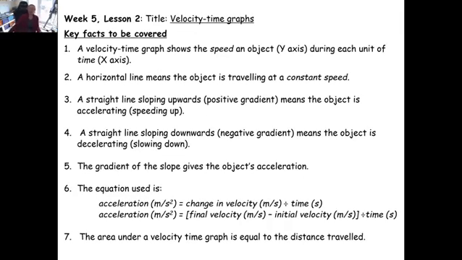Okay, so that ends the lesson Year 10 on velocity time graphs. You can see we've covered what a velocity time graph is. The horizontal line means the object is travelling at a constant speed, and if you've got a sloping line, then it means the object is accelerating or decelerating, and the gradient will give you the magnitude of that acceleration. We've looked at the two versions of the equation for acceleration, and we have also explored the fact that the area under a velocity time graph is equal to distance travelled.